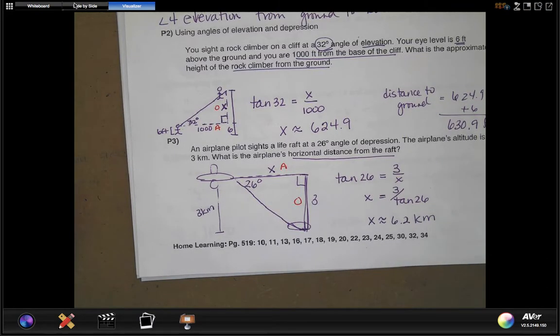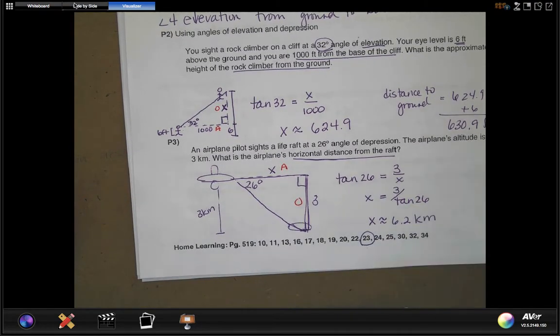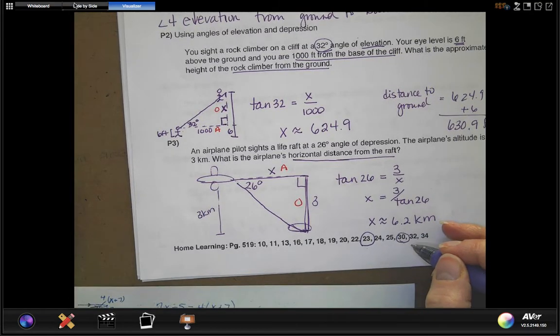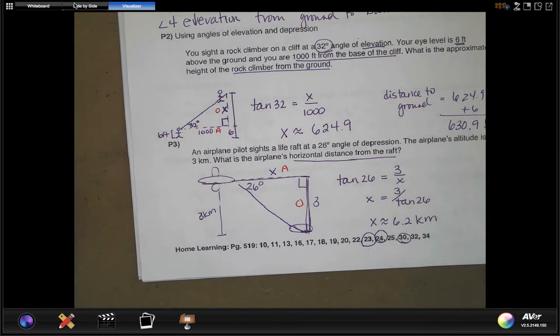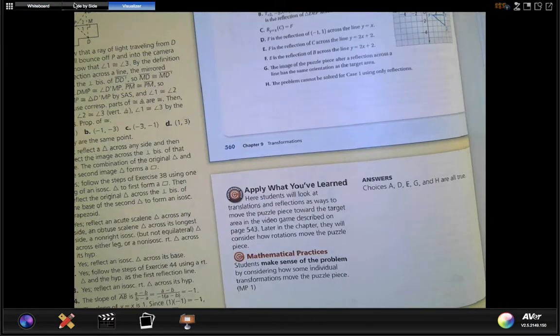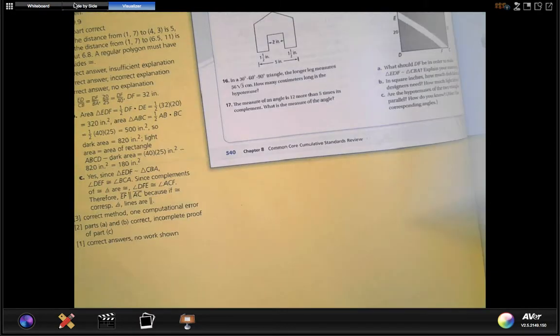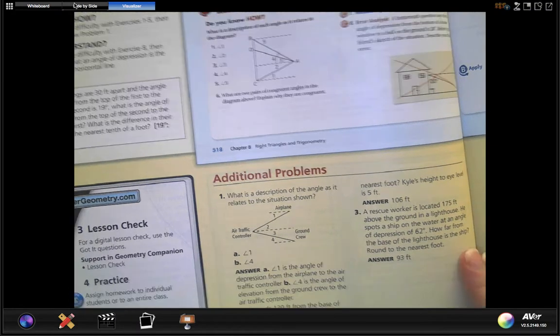All right, let's look at a couple of these to do together. Let's see here. 23 is a weird one, and 30, and 24 is a weird one. So let's look at 23, 24, 30. All right, so my book.